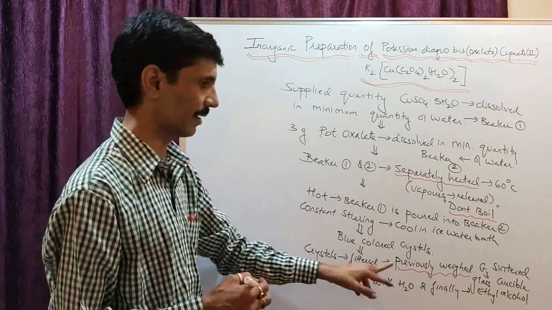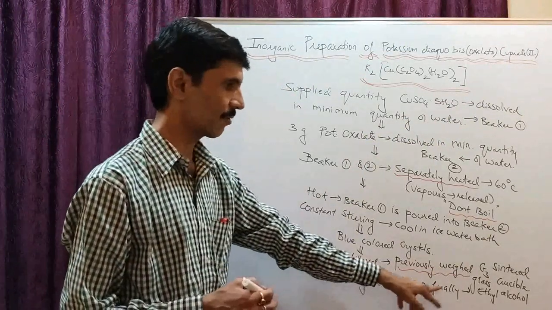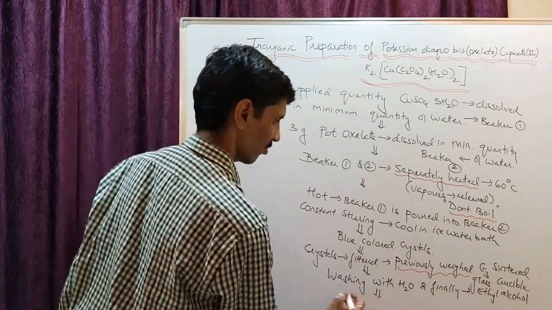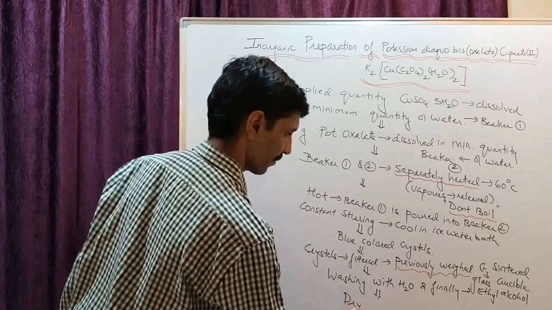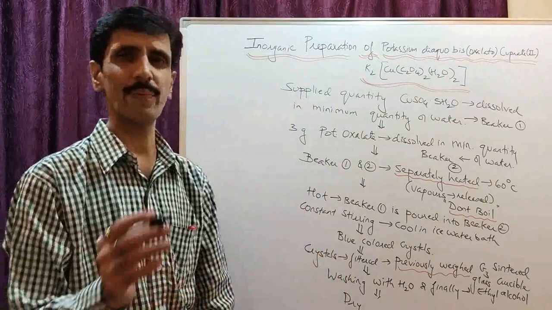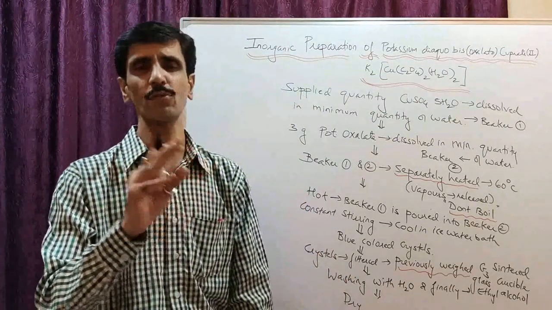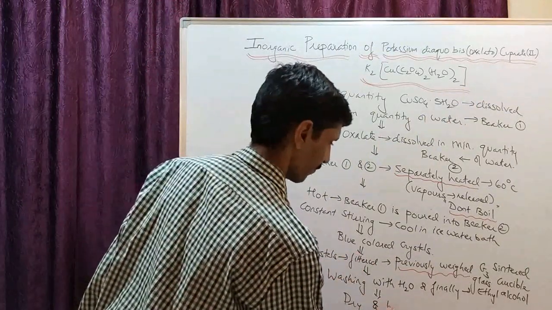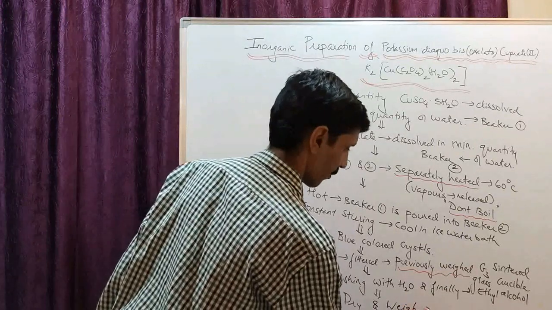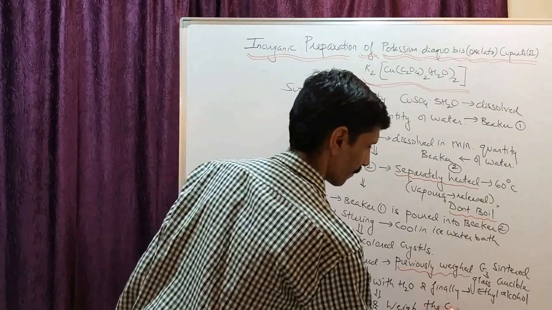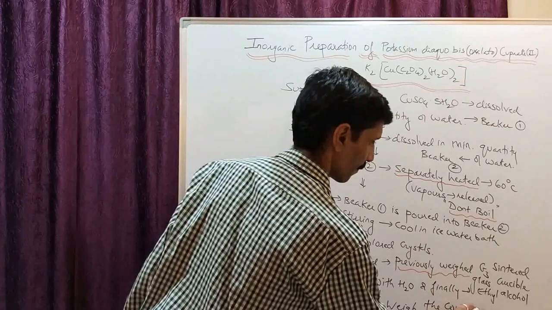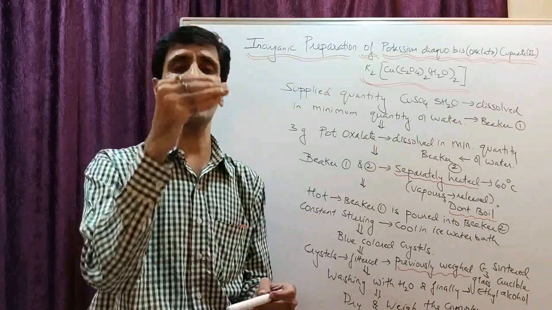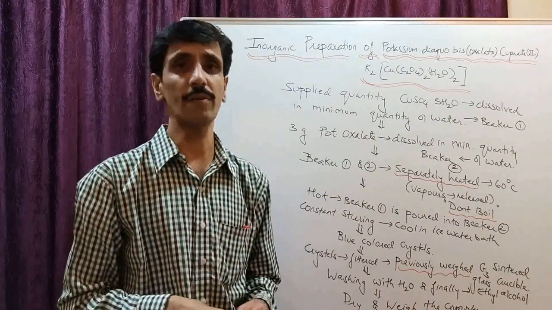Okay, so washing is going to be done with water and finally with ethyl alcohol, and then the last step is to dry. Okay, you can dry it in an oven at a temperature of around 105 to 110 degrees Celsius, and then once the drying is done, the final part is to weigh the complex. Alright friends, so these are the various steps involved in the preparation of the complex.